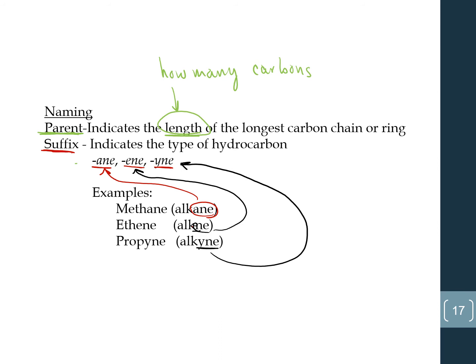The beginning of your name telling you how many carbons you have. Ethane, propane, butane, pentane, hexane, heptane, octane. And then you have 9 and 10. At least for the first 10, make sure that you have them on a piece of paper. And then the second part of the name is telling you which specific type of hydrocarbon you have, saturated or unsaturated.